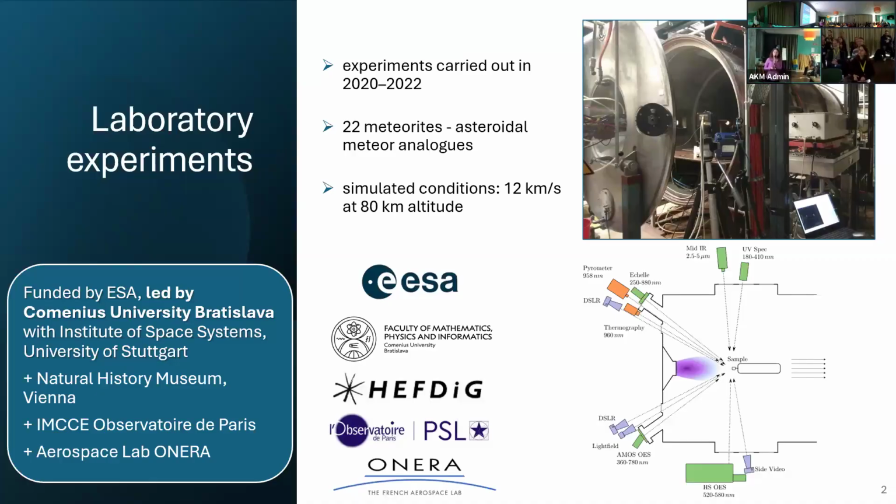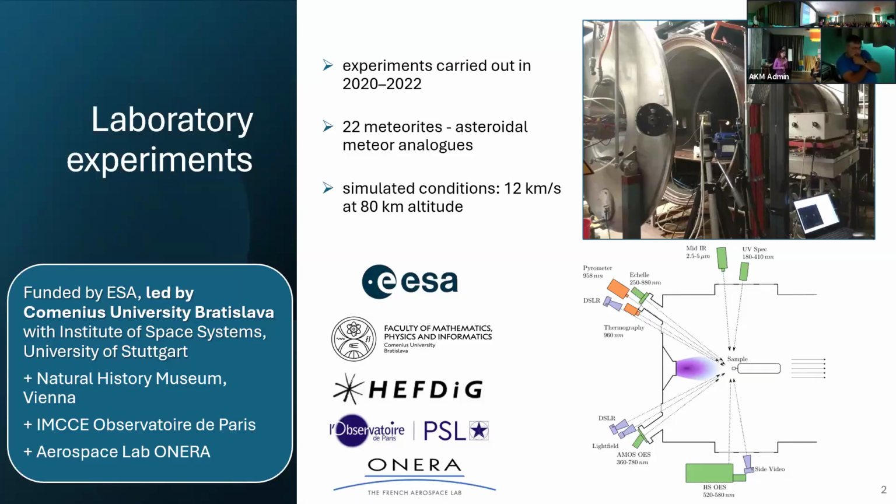We have presented these laboratory experiments at several conferences before, but for those of you seeing them for the first time, let me quickly give a brief overview of what this project was about. This was an ESA-funded project led by Comenius University in Bratislava in collaboration with the University of Stuttgart, where we carried out our experiments between 2020 and 2022. A few other institutions were involved too: Natural History Museum in Vienna, Paris Observatory, and Aerospace Lab.